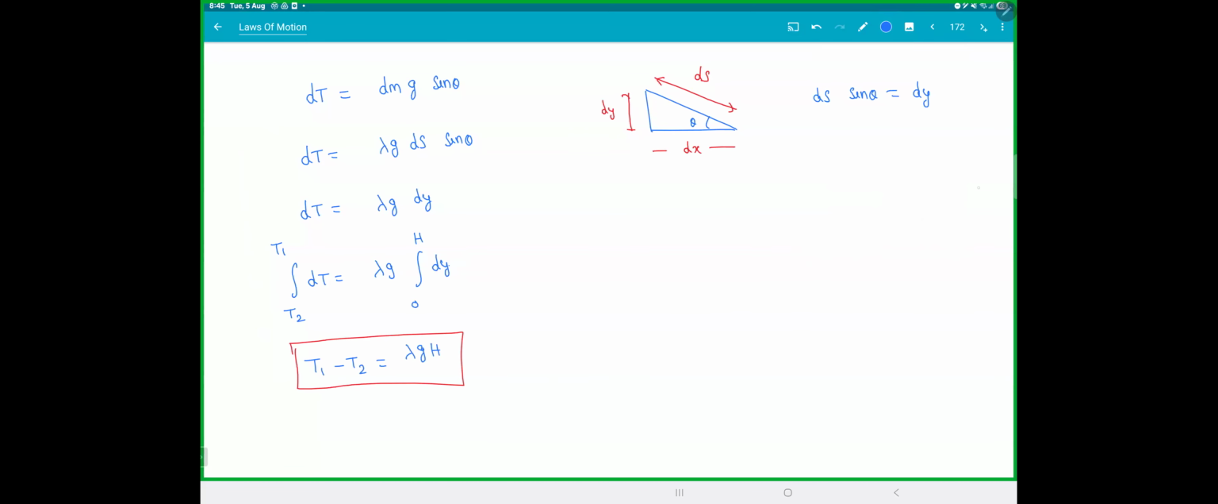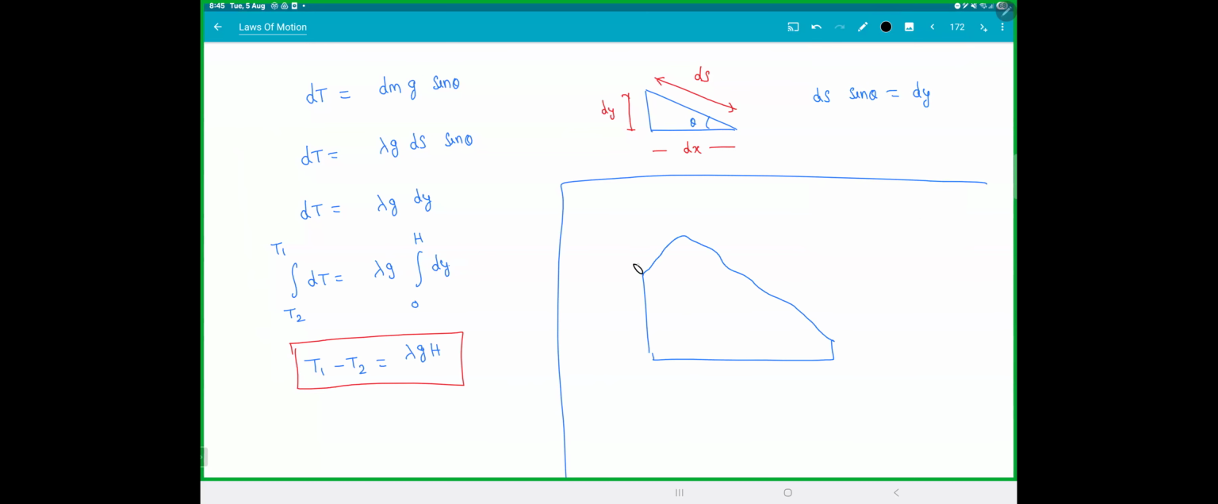So let me write this in a more general form. Suppose you have some path like this, and let's say someone gives you a rope of this sort. And the best thing about this result is it doesn't matter how the path is. So if you have a rope like this, again, it should be a uniform rope. That is the only condition.